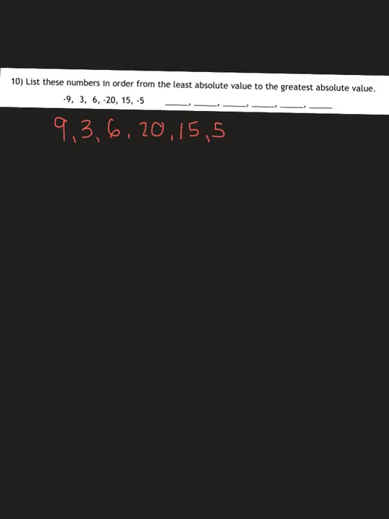So our smallest number here would be 3, and it was originally a 3, so we can just put it there. Next would be our 5, but it originally was -5, so we've got to put that next. And then 6, and then 9, which was originally -9.